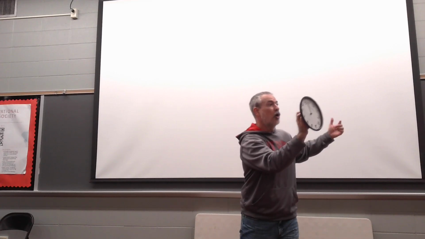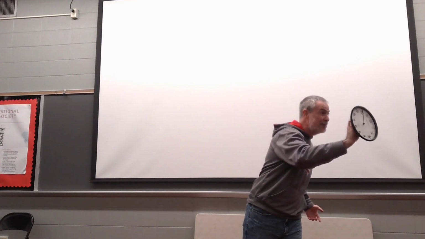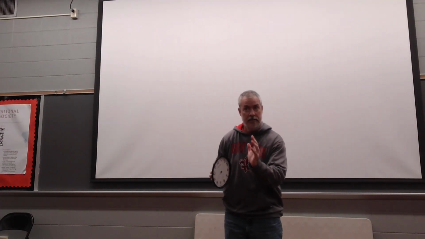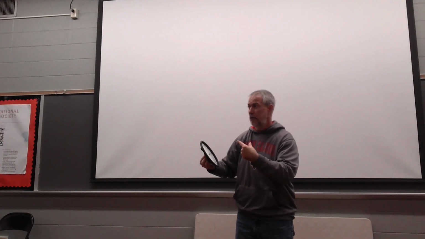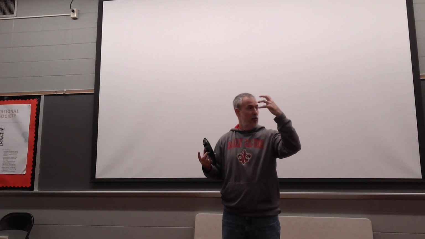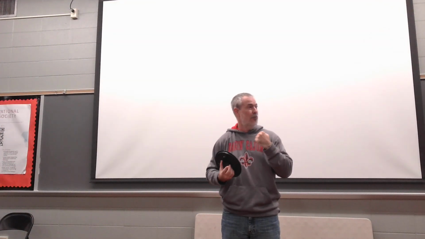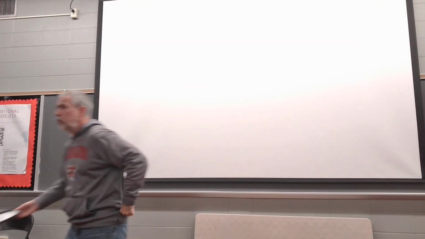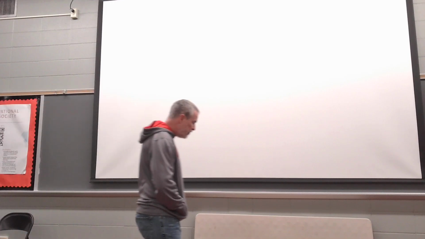The hand is moving globally relative to the room, but it's not moving locally relative to the clock, so therefore the clock didn't move. Does that make sense? That's what we're working towards. We have to see and understand the global so that we can truly understand the local and not get those two confused.